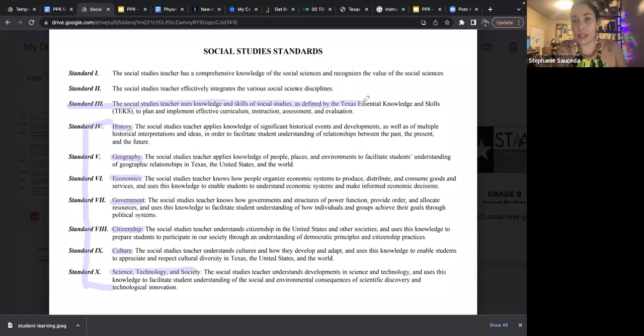Referencing the TEKS, Texas Essential Knowledge and Skills, be able to plan and implement effective curriculum, instruction, assessment, and evaluation of their knowledge and skills. So these are going to end up being the main strands in the social studies grade levels. So same for kindergarten. There's going to be history TEKS, geography TEKS, economics TEKS, government, citizenship, culture, science.